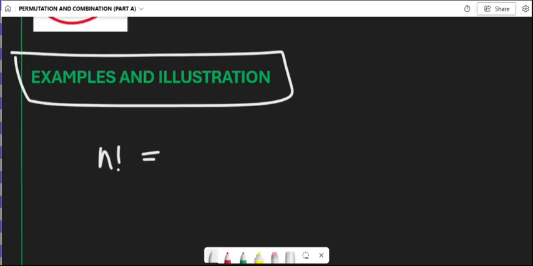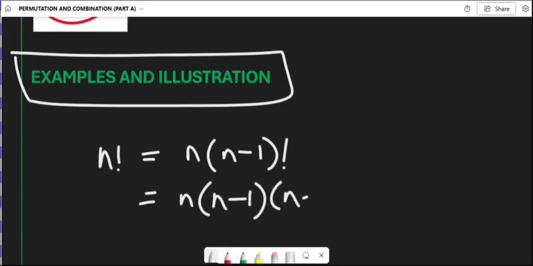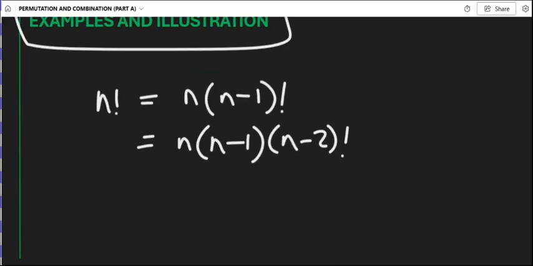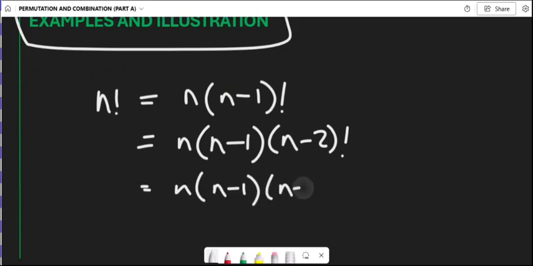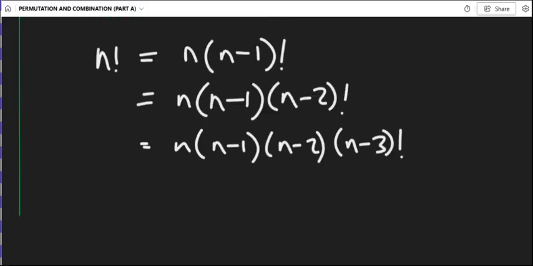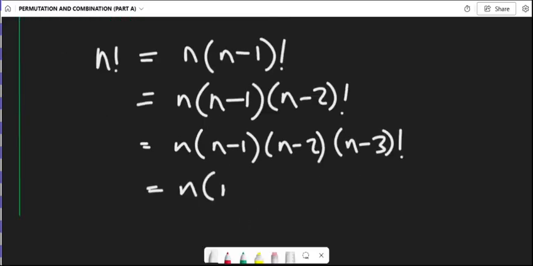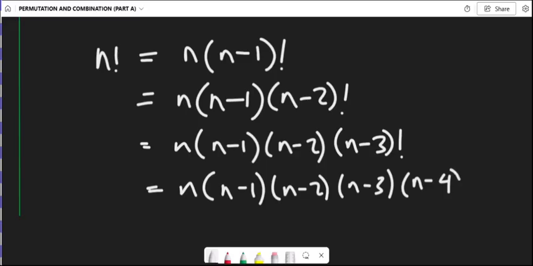For instance, I can say n times (n minus 1) factorial. Can you see? I can go further by reducing again: n times (n minus 1) times (n minus 2) factorial. I can go further: n, n minus 1, n minus 2, n minus 3 factorial. Let's try one more: n, n minus 1, n minus 2, n minus 3, n minus 4 factorial. This is how we represent factorial.